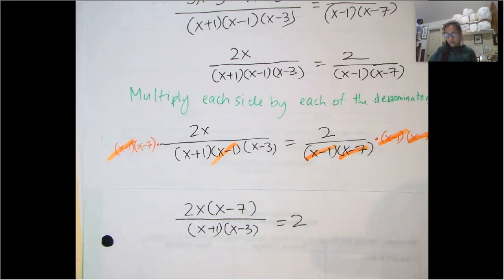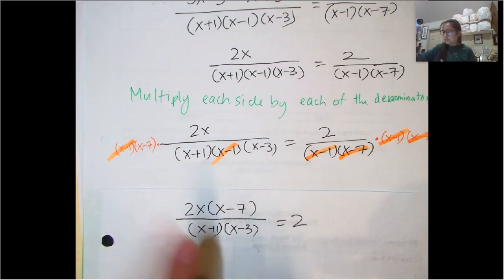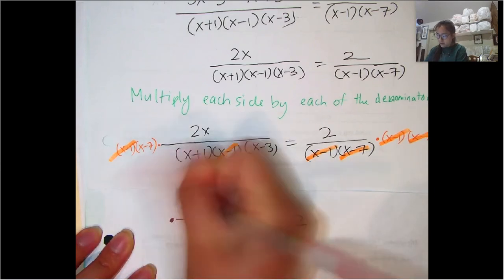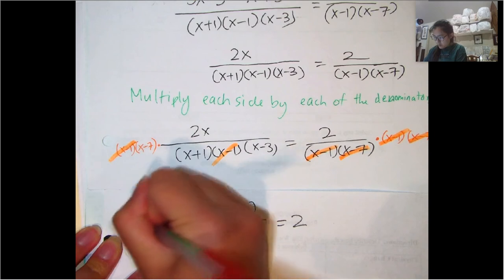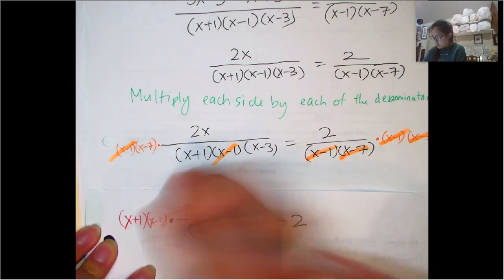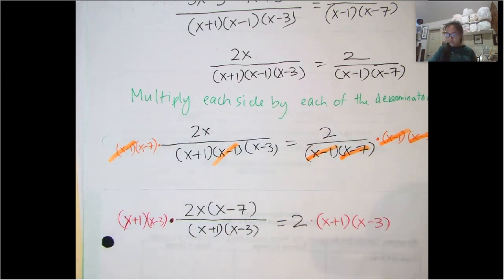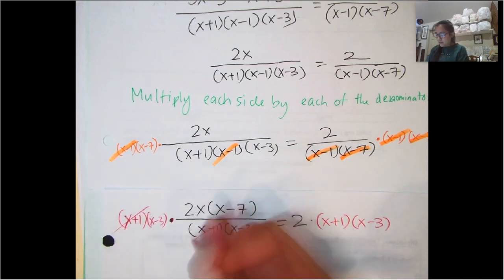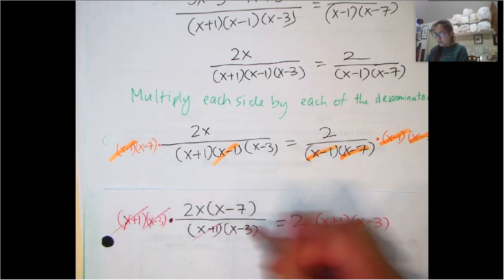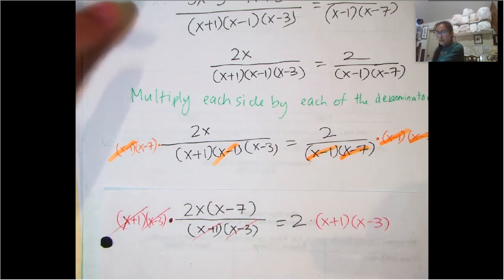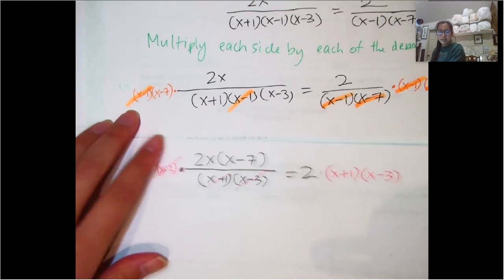And so, like I said earlier, we'll go ahead and also multiply by the denominator here. So we're multiplying by x plus 1 times x minus 3. Okay, and the point of that is so on the left side, the x plus 1s will 1 out or divide out, and then x minus 3 over x minus 3 will 1 out or divide out. And so what we're left with is 2x times x minus 7.